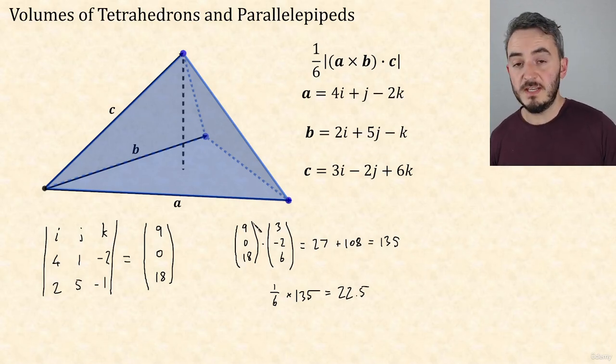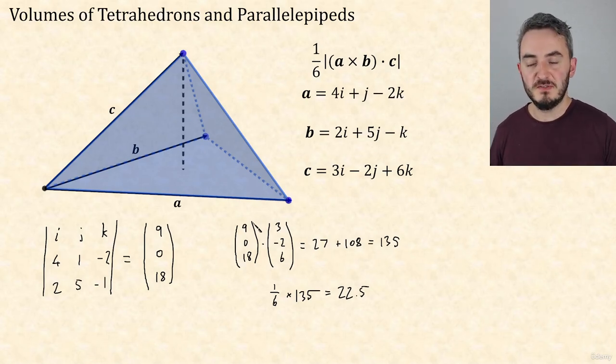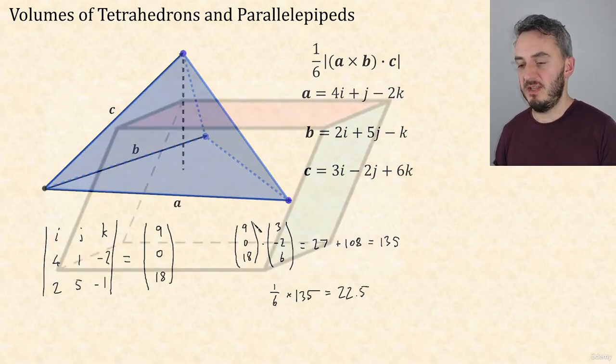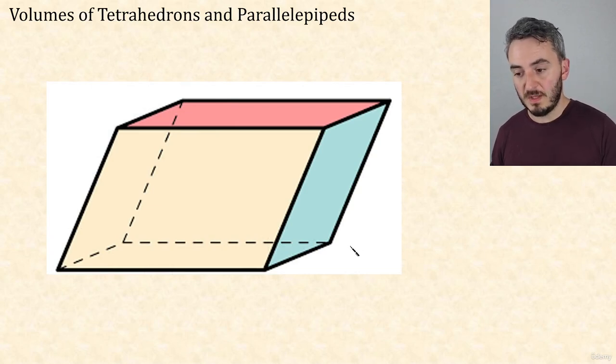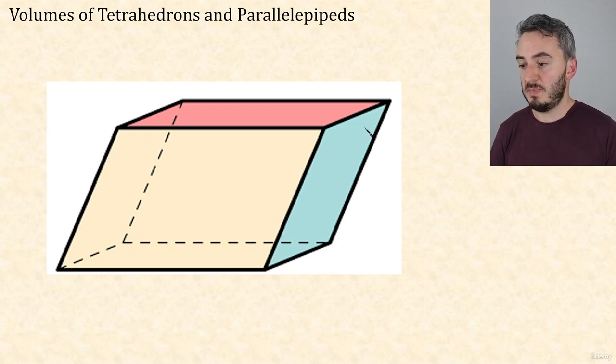Okay, let's now turn our attention to parallelepipeds. So here's a parallelepiped. It's basically like a three-dimensional version of a parallelogram. So it's got 6 sides. Each one is a parallelogram, and each of the opposite sides is a parallel plane to each other.